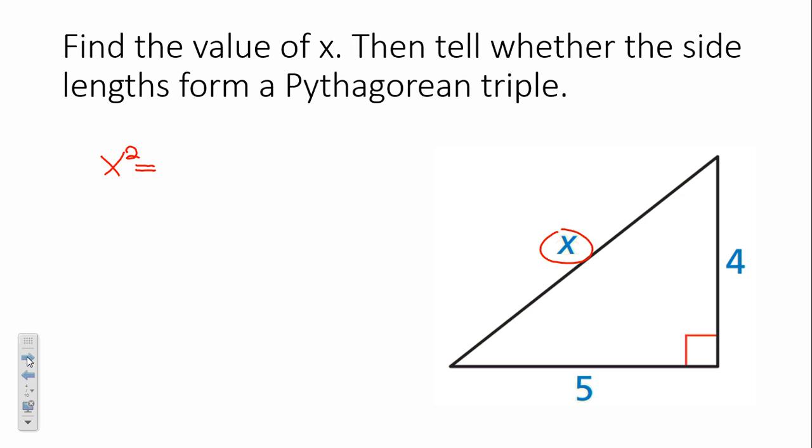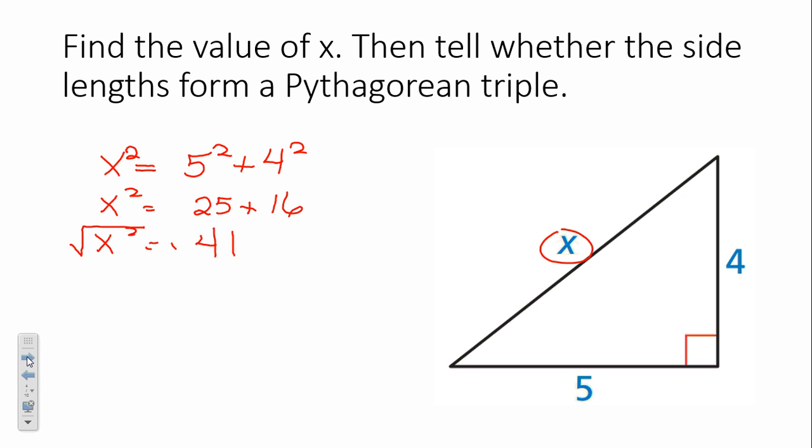Okay? Shh, guys. So, x squared is 5 squared plus 4 squared, the two legs. X squared is 25 plus 16, and that adds up to 41. Now, if x is squared, what's the opposite of squaring something? The square root. We take the square root of the left, we take the square root of the right. And x will be the square root of 41.